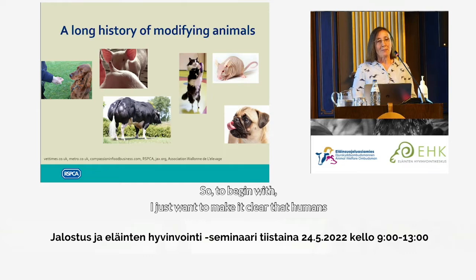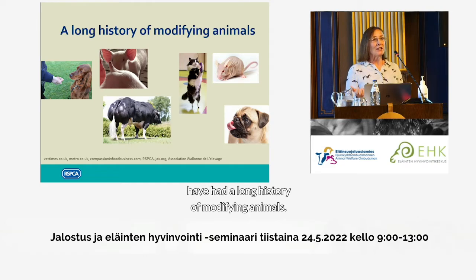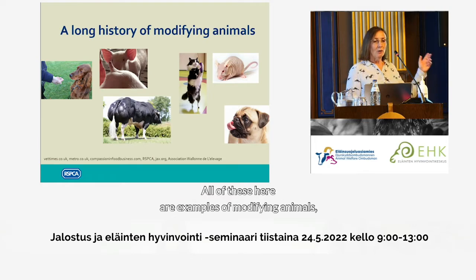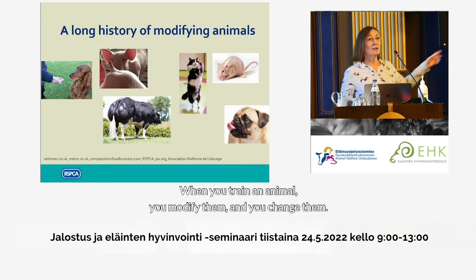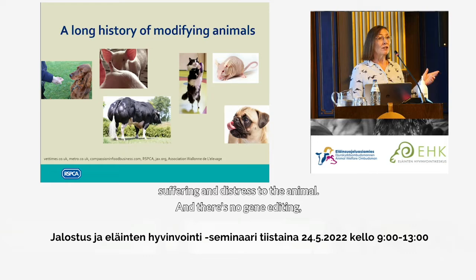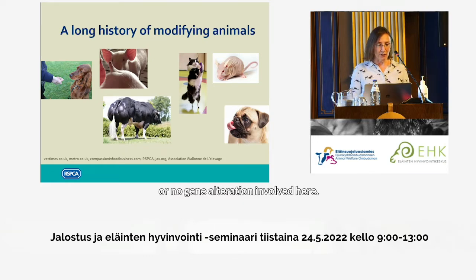So, to begin with, I just want to make it clear that humans have had a long history of modifying animals, and I know you've been talking about this already in this meeting. All of these here are examples of modifying animals, even training animals. When you train an animal, you modify them and you change them. And some of these modifications here you can see result in pain, suffering and distress to the animal, and there's no gene editing or no gene alteration involved here.